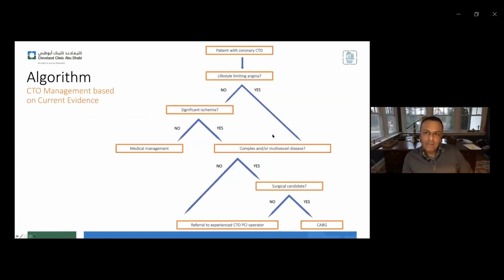So this is the algorithm that we use when patients are referred for CTO intervention. First of all, do they have limiting angina? If not, do they have significant ischemic burden? And this is what leads us down the path of whether or not revascularization is indicated, whether they're a surgical candidate, and if they are not a surgical candidate, they're referred on for CTO intervention.